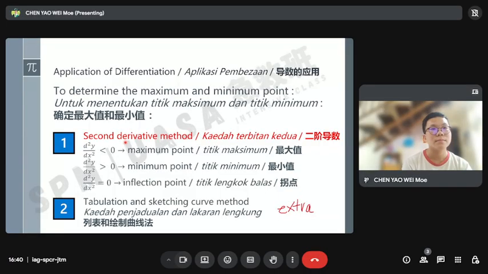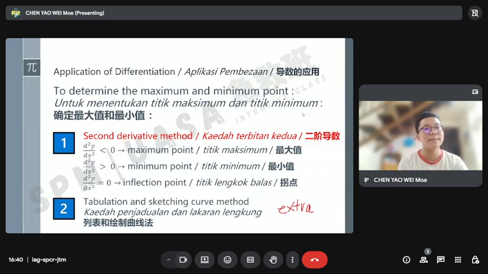Okay, inflection points, when they occur, they have 3 points or more. The curve is very curved. That is the first method, the second derivative method. The second method is the tabulation and sketching curve method.